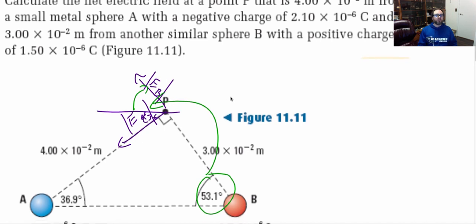And that is how we solve this question. There's several steps to it. First, find my vectors from each sphere. Next, we're going to break those vectors into x and y. Then we're going to combine all the x vectors together. Then we're going to combine all the y vectors together. And then we're going to find the resultant using the x and y together. And then we're going to find our angle once we know my total x and my total y.